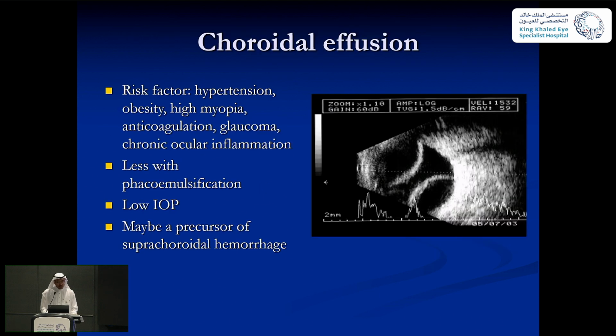Choroidal effusion: the risk factors are hypertension, obesity, high myopia, anticoagulation, glaucoma, and chronic ocular inflammation. All these can give rise to choroidal effusion, and it is listed with phacoemulsification rather than ECCE or ICCE, and may be a precursor of suprachoroidal hemorrhage. So it might start as a choroidal effusion but turn out later to be a suprachoroidal hemorrhage.